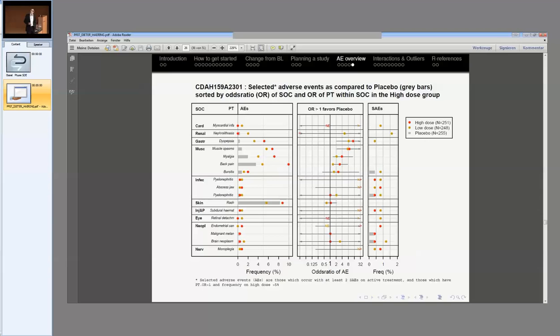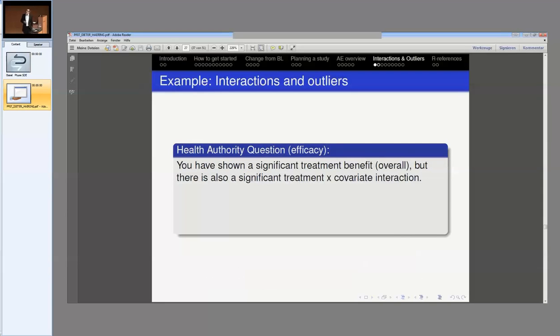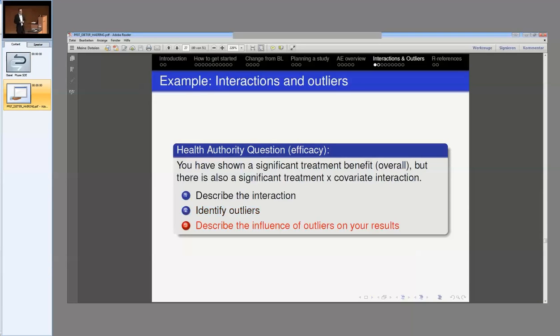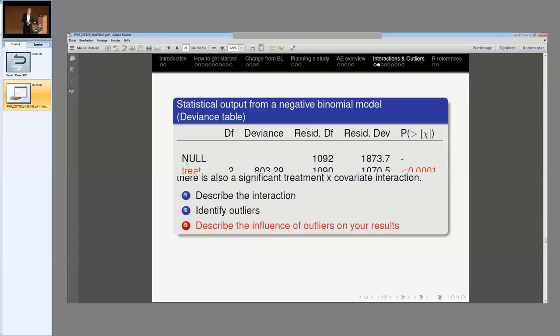Now, as a last example, I would like to show you some interaction and outlier plotting. There was a health authority question, and that's about our efficacy data. So they said you have a significant treatment effect, but also a significant treatment covariate interaction, and they did their own analysis, and they said you also have some kind of outliers, so you should identify them. They didn't define them for us. They kind of hinted what they mean by outliers, but they didn't really define them. And then we should describe the influence of outliers on our results.